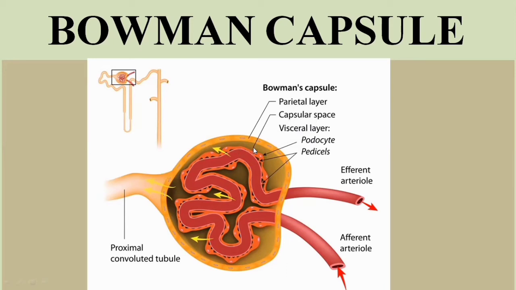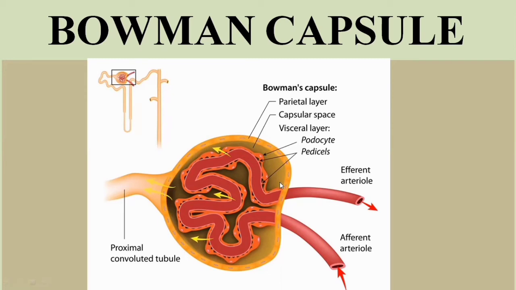This capsular space is the space which carries the filtrate, as the filtrate comes from these capillaries and is collected into this capsular space. This is the space that separates the parietal layer from the visceral layer. Now let's look at the parietal layer.